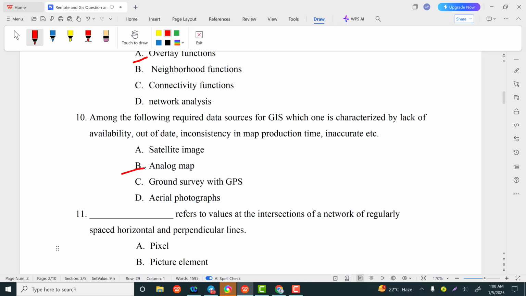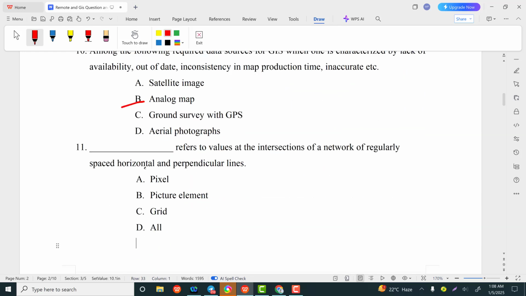Analog map is mainly characterized by being out of date because an analog map is prepared at a certain time interval and it cannot be changed over time. It can be inconsistent, as the map making technique may vary over time. So the analog map is the answer.